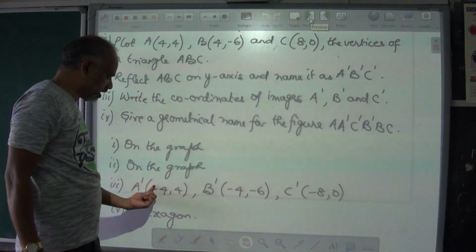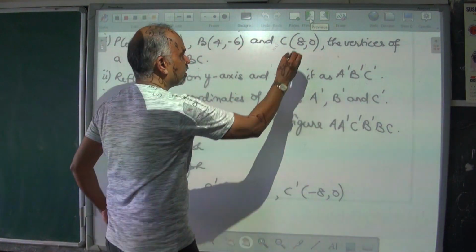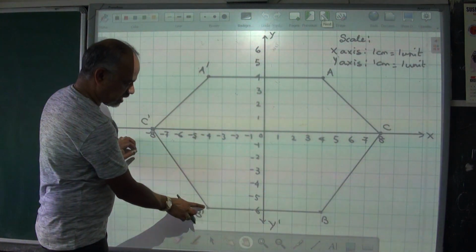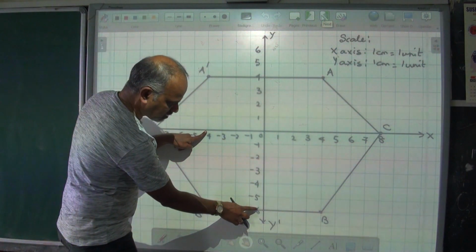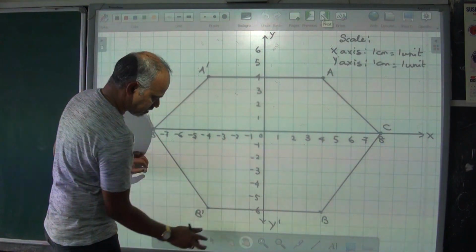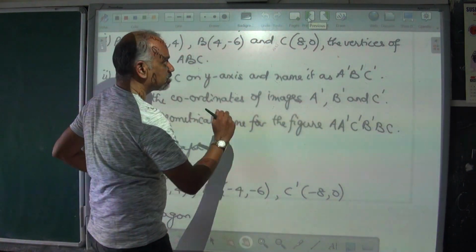So A dash's coordinates are minus 4, 4. You also have to write B dash and C dash. Okay. B dash's coordinates are here. X coordinate for this is minus 4, y is minus 6. Minus 4, minus 6. So B dash's coordinates are minus 4, minus 6.